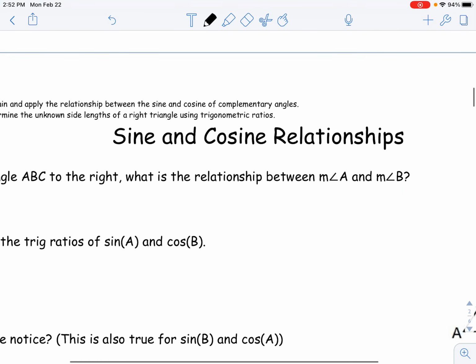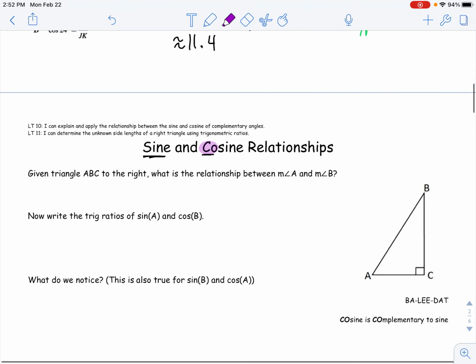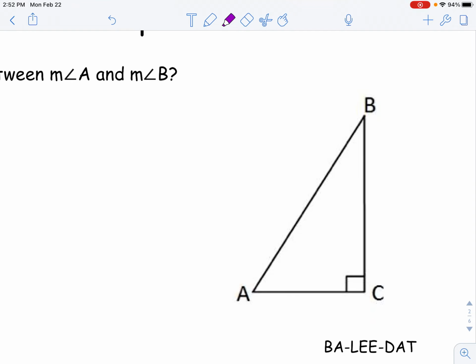All right, now in this video right here, still talking about trig stuff, but we're specifically going to talk about sine and cosine. There's a specific reason why it's called cosine. There's a relationship. So given this triangle on the right, what's the relationship of the measure of angle B and the measure of angle A?